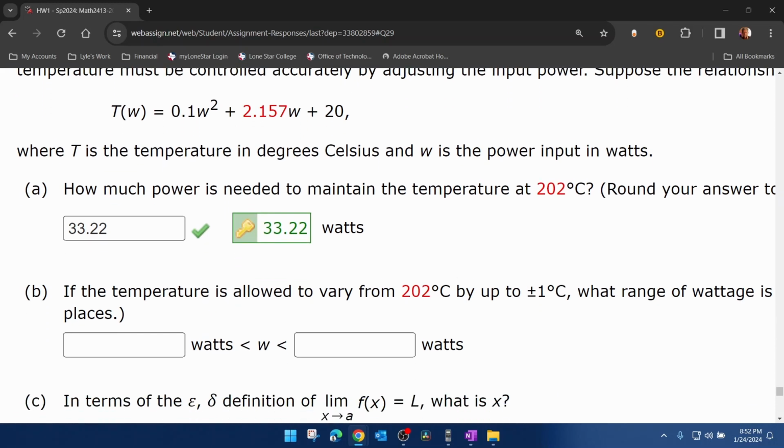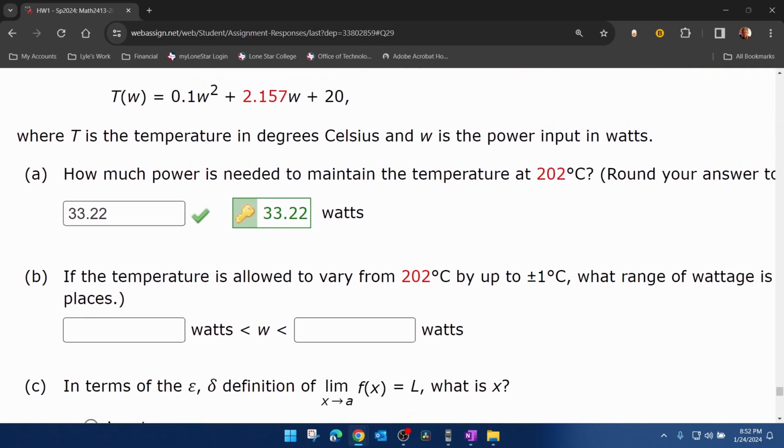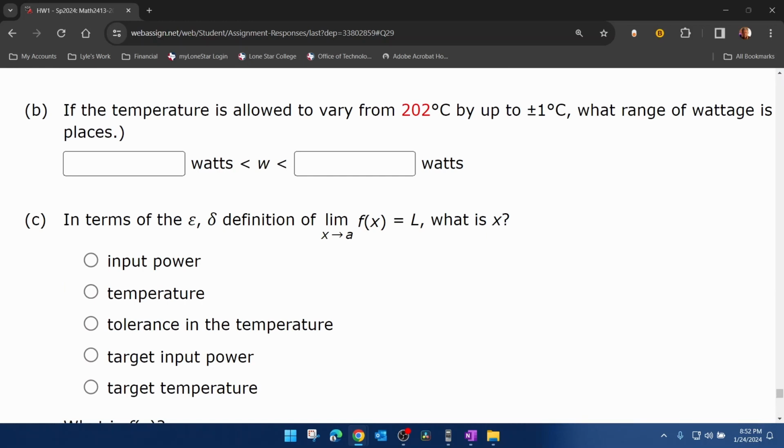And I am actually going to skip part A for right now. I've already done it, but we're going to come back and show how to get that answer. What I want to do is do the easy stuff first. So part B says if the temperature is allowed to vary from 202 degrees Celsius by up to plus or minus 1 degree Celsius, that is epsilon. That is how much we're allowed to vary up or down from the target temperature of 202.